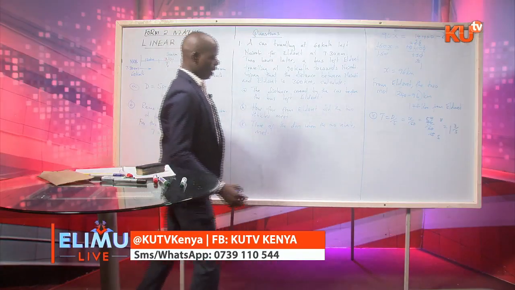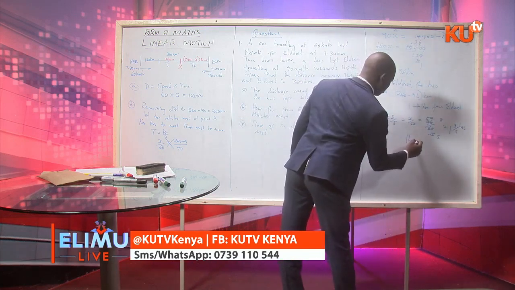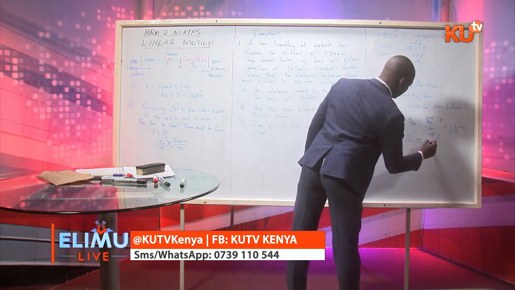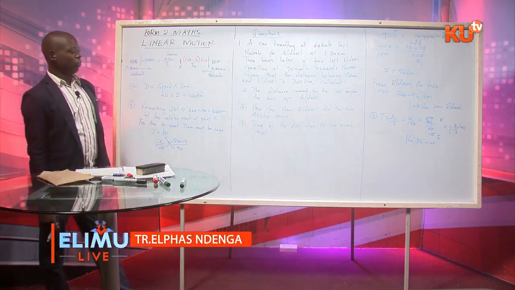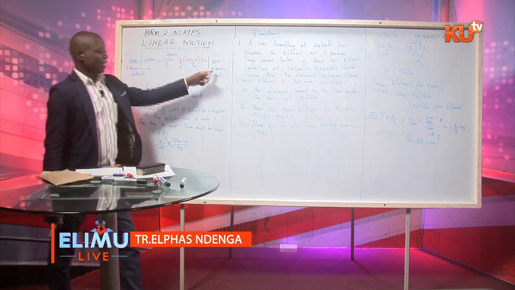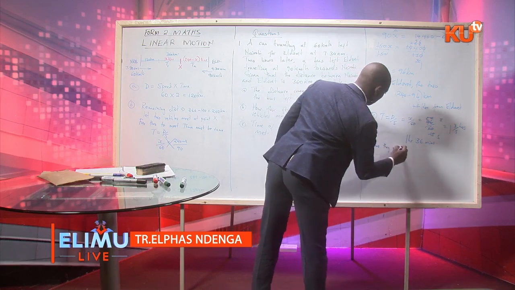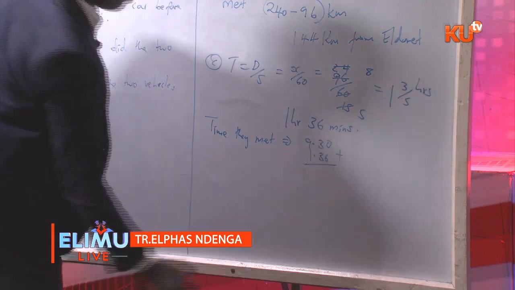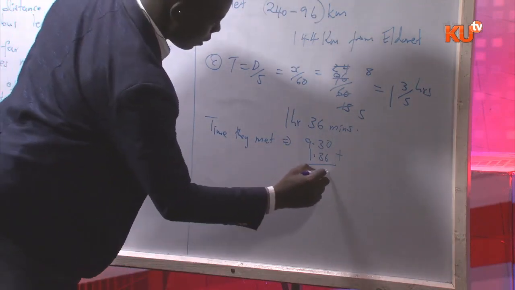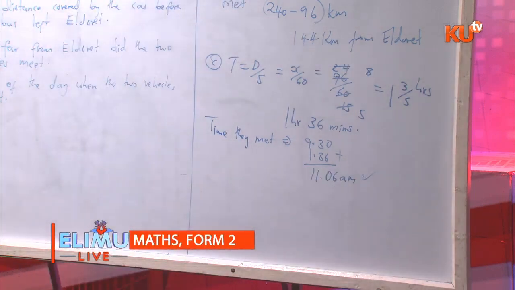Now 1 and 3 over 5 hours, in terms of minutes, is 1 hour 36 minutes. So what we only need to do is take 9:30, the time they started, and add 1 hour 36 minutes. If you add this, that is 11:06 a.m. That is the time when the two vehicles met.